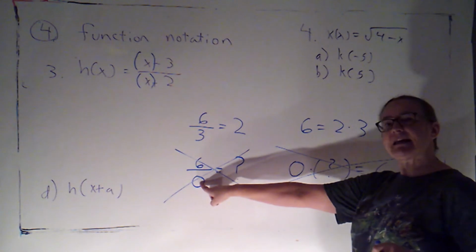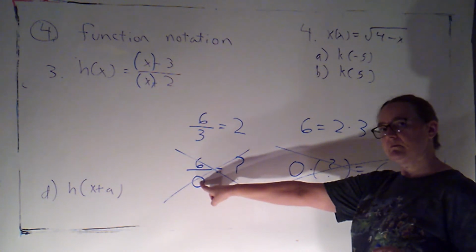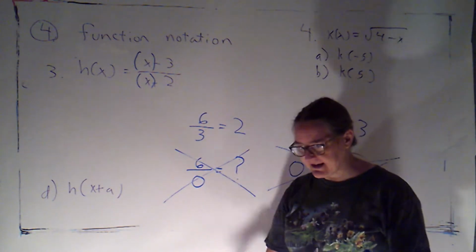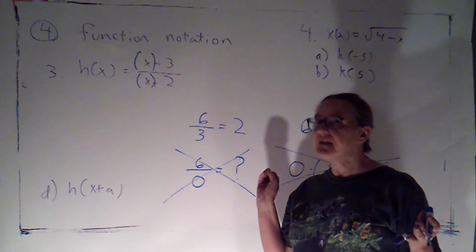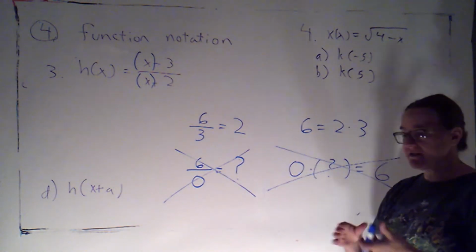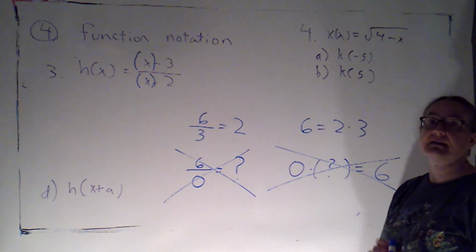How many times can I take out nothing before it's empty? Doesn't make any sense. If I've got a cookie jar, there are 6 cookies in it, and I take none of them out, there are still 6 cookies. I haven't changed anything. So division by 0 does not make sense.